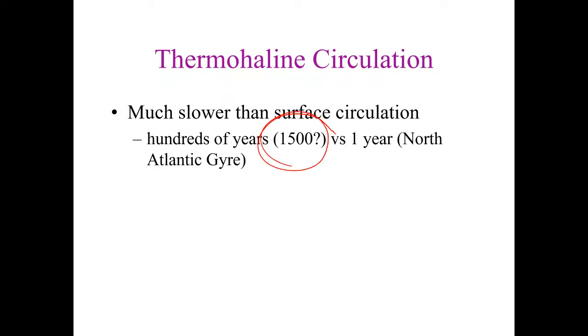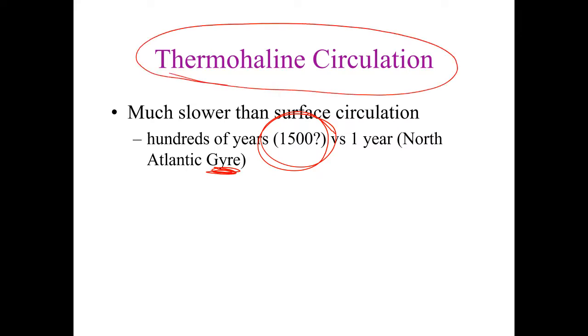Look at this time frame. Some people even use 3,000 years as the date. We believe that it takes approximately 1,500 to 3,000 years versus 1 year for a gyre in a surface layer circulation to circulate versus going through the entire deep layer of the ocean. We've never been around long enough to know if this actually works.